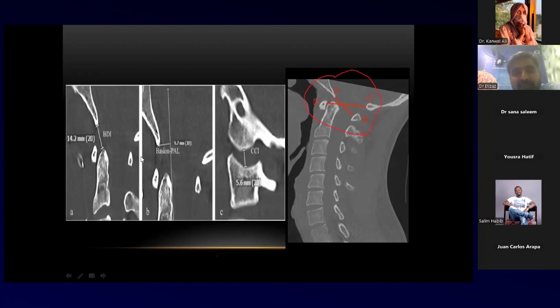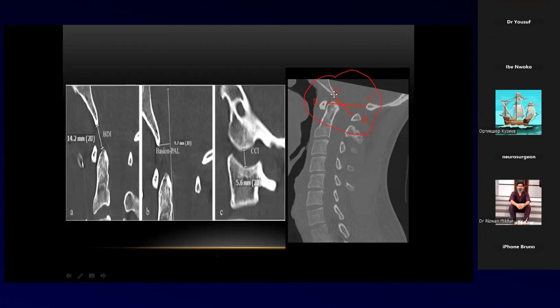Can you elaborate on this one, please? There's a distance from the opisthion to the posterior surface of the arch, the axis, and then the basion to the opisthion. Basion to the posterior arch, and then A is the basion. Yes, you're right. And then opisthion to the anterior surface of the arch. Okay, you are right. Excellent. Thank you.